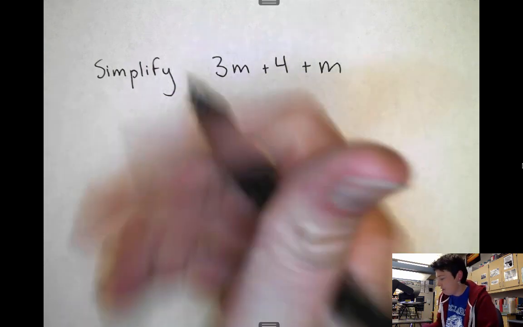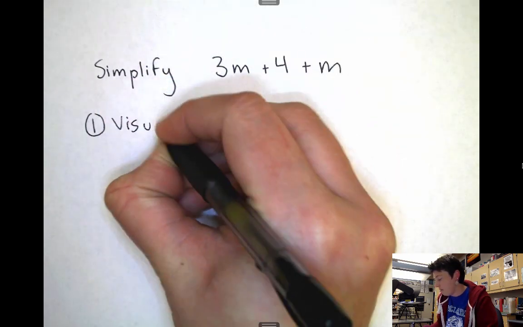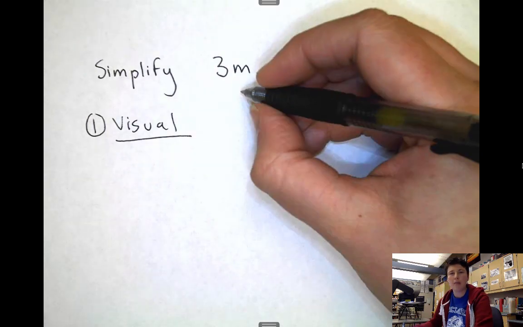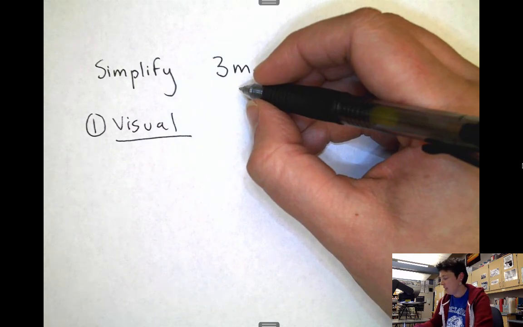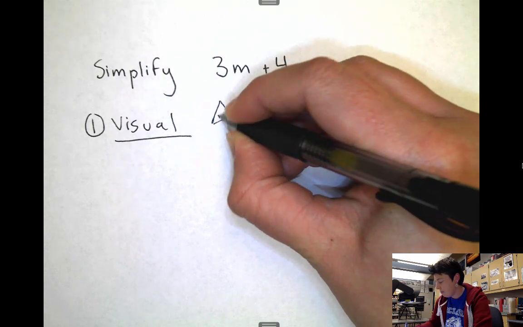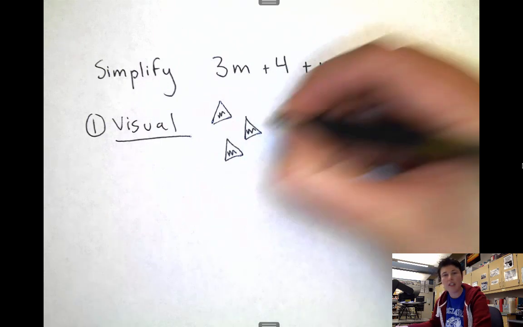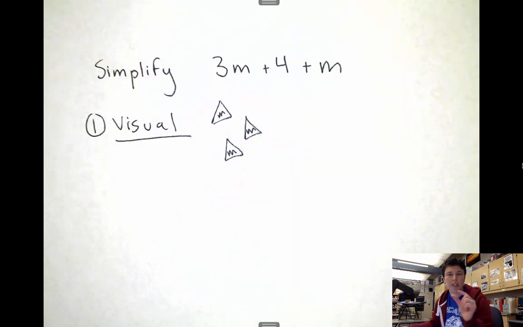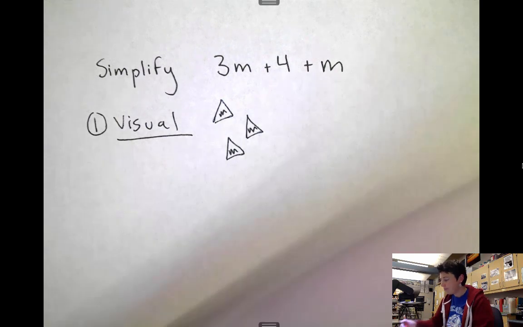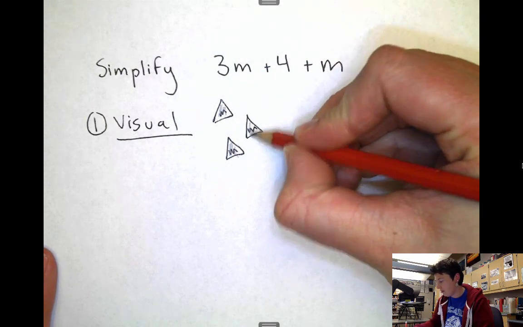So what I'm going to do is go through those four steps, but this time I'm going to make up my own visual. I know I don't have an m tile, but picture three m's. Maybe the m tile is a triangle. Here's an m. Here's an m. Here's an m. I just invented a brand new algebra tile. It's in the shape of a triangle. If that's my m, it's positive, and there are three of them. 1, 2, 3. Got it.